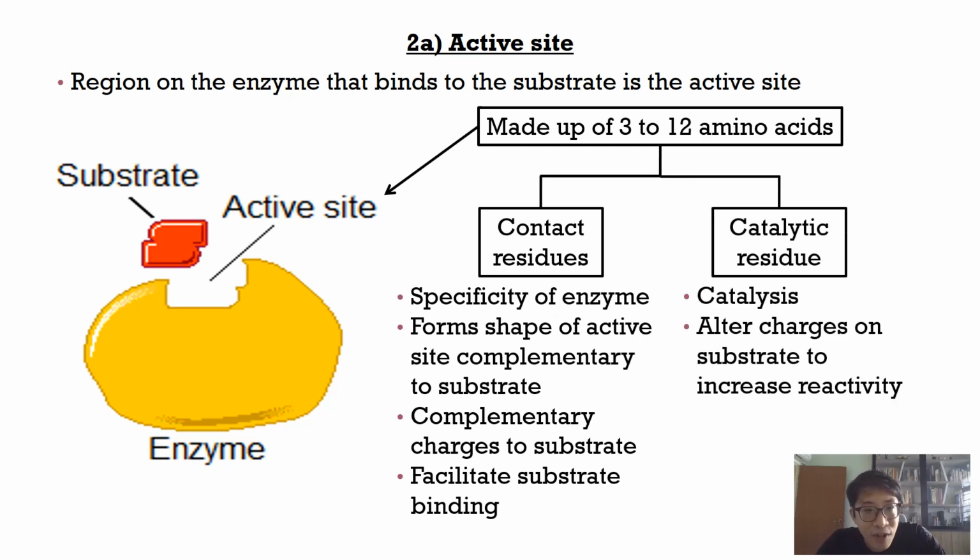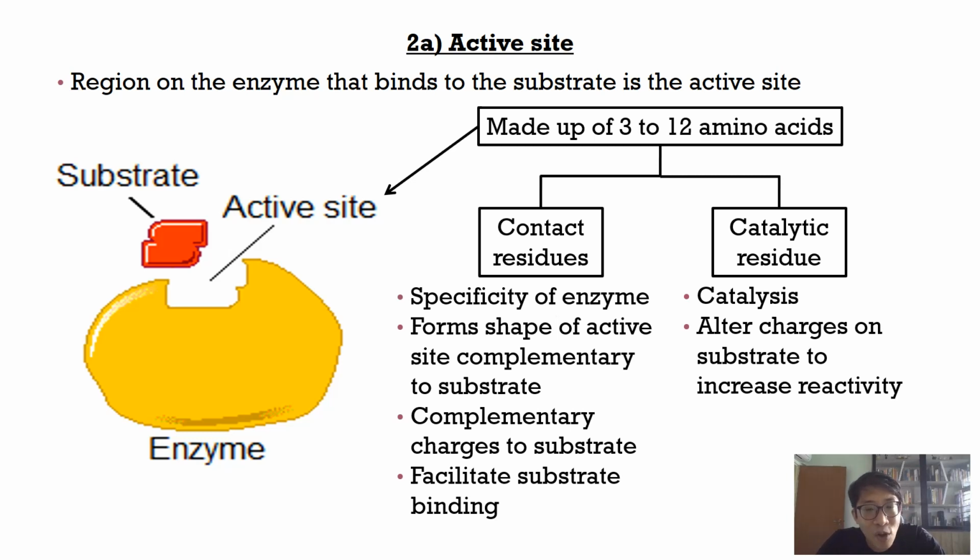Another kind of amino acids at the active site are the catalytic residues. As the name suggests, they are involved in the catalysis of the enzyme. Usually these catalytic residues have charged R groups which are able to alter the charges of the substrate, and that makes the substrate more reactive. So it allows the reaction to occur more easily and therefore catalyzes the reaction.